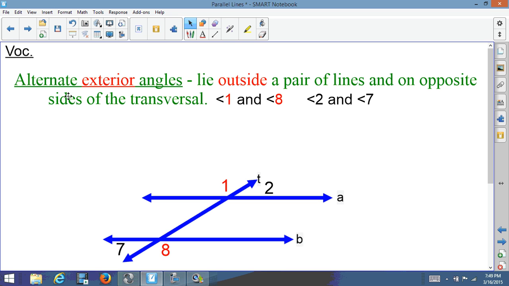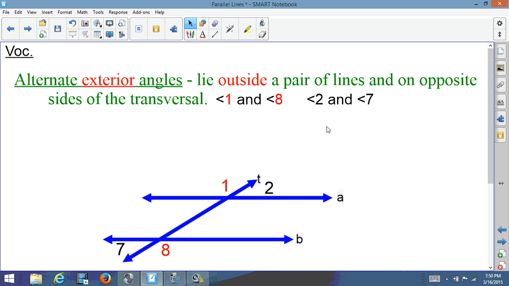Here's another angle that you should know. It's called alternate exterior angles. Those are angles that lie outside a pair of parallel lines, and they're on the opposite side of the transversal. For example, angle 1 and angle 8. So notice they're on the outside of the parallel lines A and B, and they're on the opposite side of the T transversal.